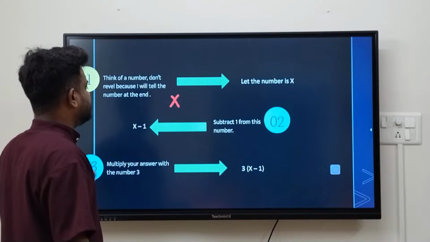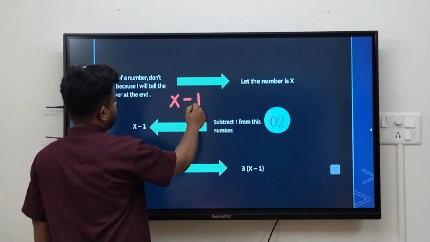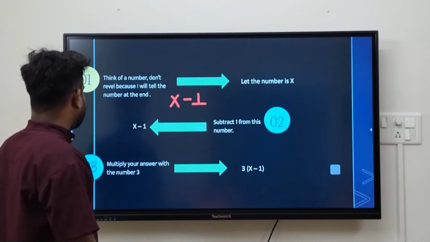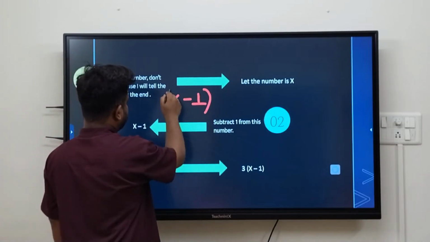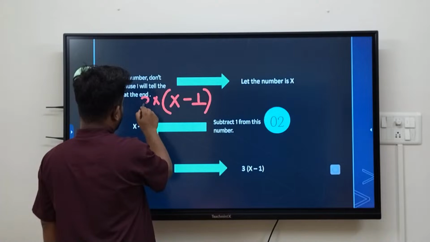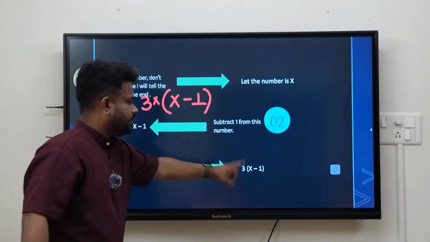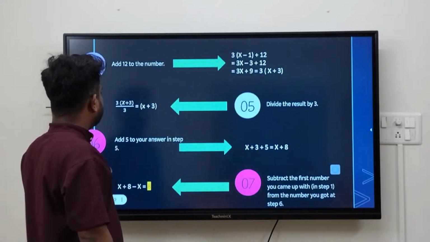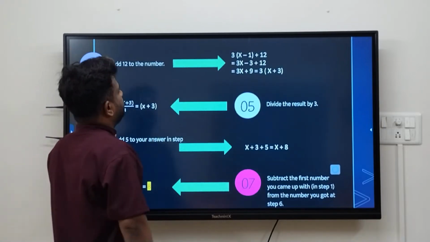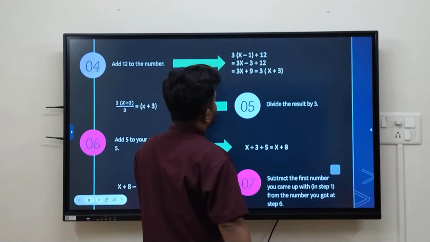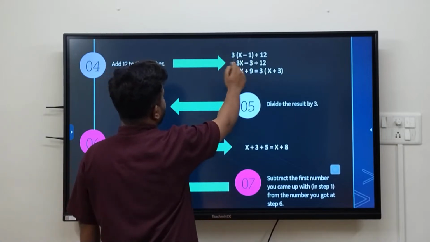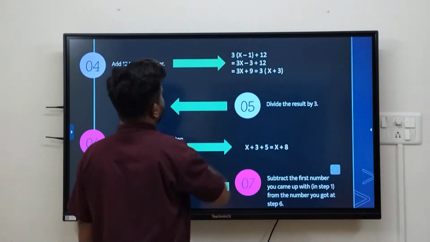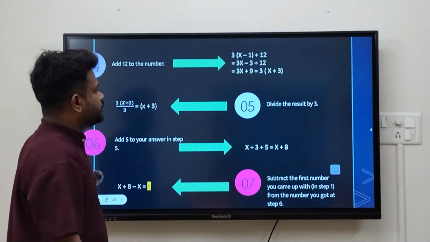Subtract 1 from this number. If I subtract it, the expression will look like this: x minus 1. Multiply your answer by the number 3. If we multiply this by 3, it will look like 3 into (x minus 1). Add 12 to the number: 3 into (x minus 1) plus 12. Now multiply 3 into the brackets using the distributive property, so it will look like 3x minus 3 plus 12.